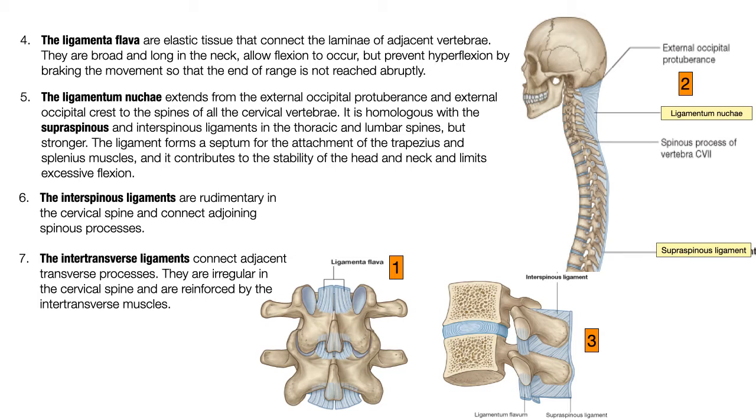Okay, you can see it also in figure 3, like a thin string jumping from one spinous process to the other. Okay, but between the spinous processes in figure 3, we can see the interspinous ligaments. Also, one last thing is between the transverse processes, which is not shown here. It should be seen in figure 1. Between the transverse processes, we have also ligaments jumping from one transverse process to the other.